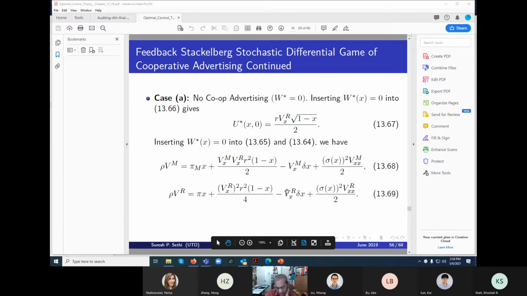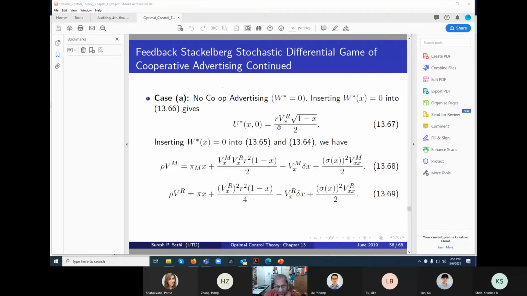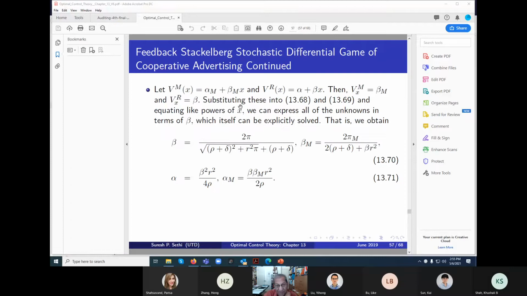So I have this. And once again, this is where we were not 100% certain that the linear value function would work. If the linear value function doesn't work, we don't know how to solve the problem. But fortunately, it works. So we're going to solve this linear value function here. And then we can take the derivatives, and when we take the derivatives, we substitute that in these two equations. Then we equate the like powers of x on both sides, and then we can express all the unknowns in terms of beta.